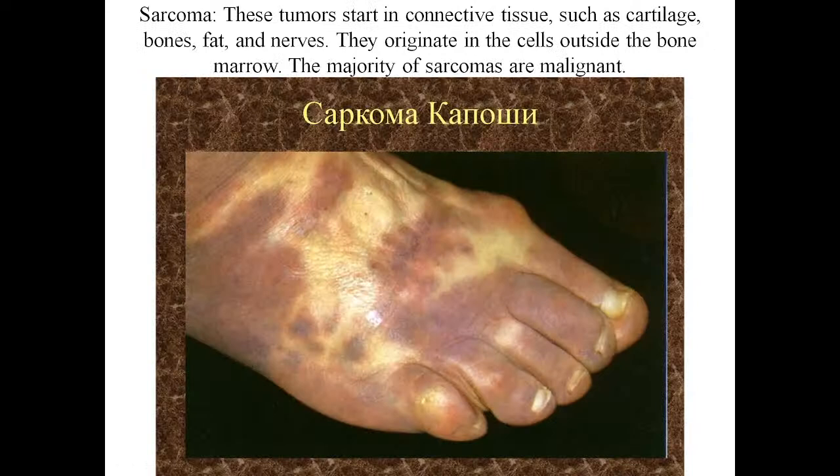Okay, the next type of malignant tumor is called a sarcoma. This tumor starts in connective tissue such as cartilage, bones, fat, and nervous tissue. They originate in the cells outside the bone marrow. The majority of sarcomas are malignant. And in this slide you can see the sarcoma of Kaposi, sarcoma in here.